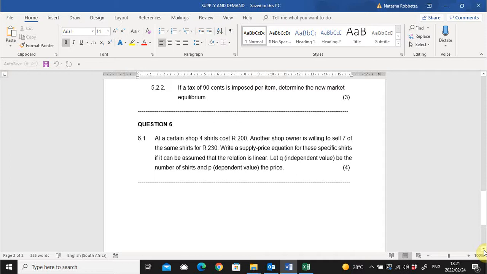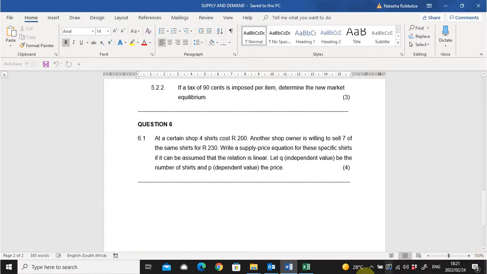All right, so if I look at the overall random questions, what can they ask us? They can ask you for the market equilibrium, and they can ask you for a tax calculation where you adjust your supply, and then a new market equilibrium, and then they can ask you for a straight line equation. So those are the three things that are tested: market equilibrium, new market equilibrium with tax, and then the third one will be your equation.